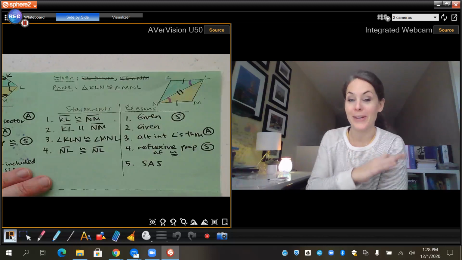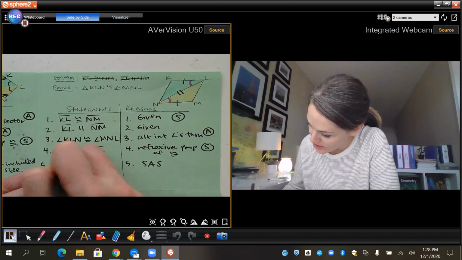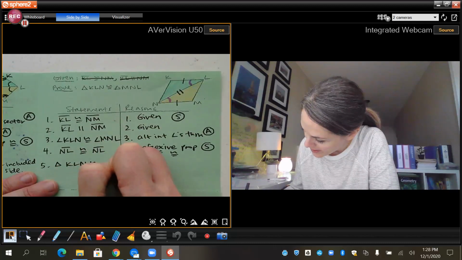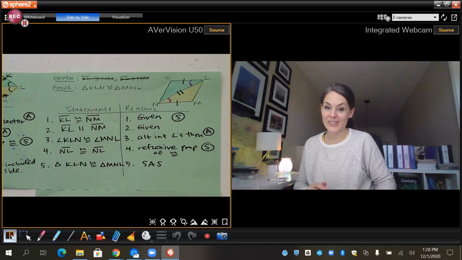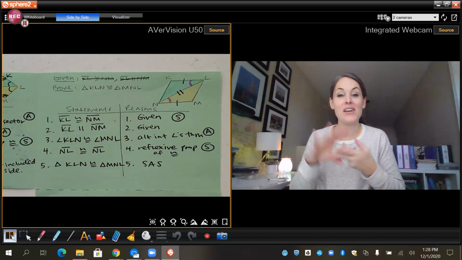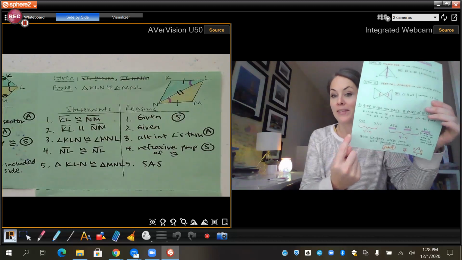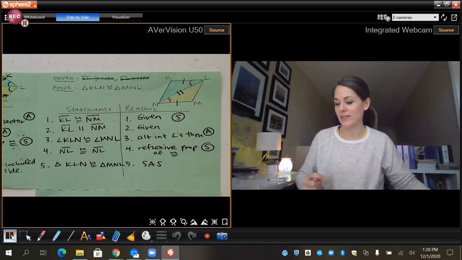So again, remember, it could be any of them at this point. So here I could say that triangle KLN is congruent to triangle MNL by side angle side. Okay, so the goal, use your given and your picture to get 3 pieces of information, then stop and see if you can prove them congruent using one of these ways, the shortcuts.